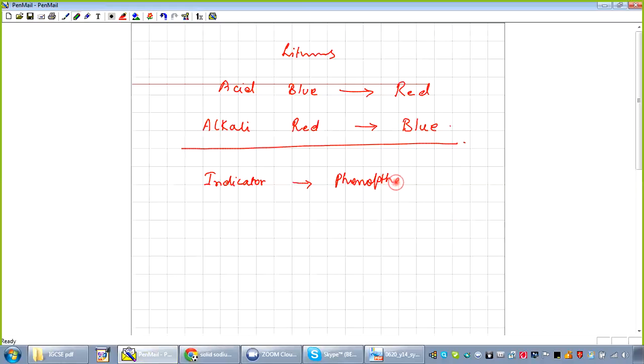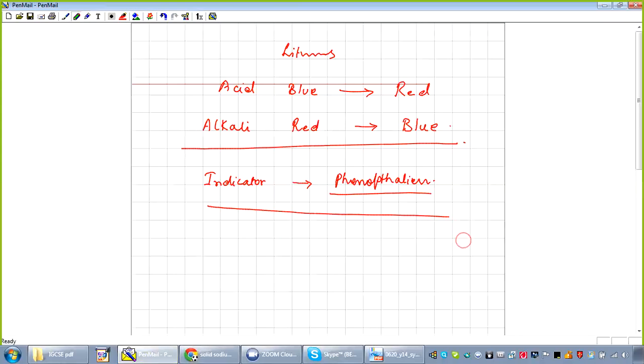How do you know if it's a base, if it's a base which is not soluble in water, how do you test it? In that case we have litmus paper, no. We can use an acid, and if you get salt and water, then obviously that substance is going to be a base.